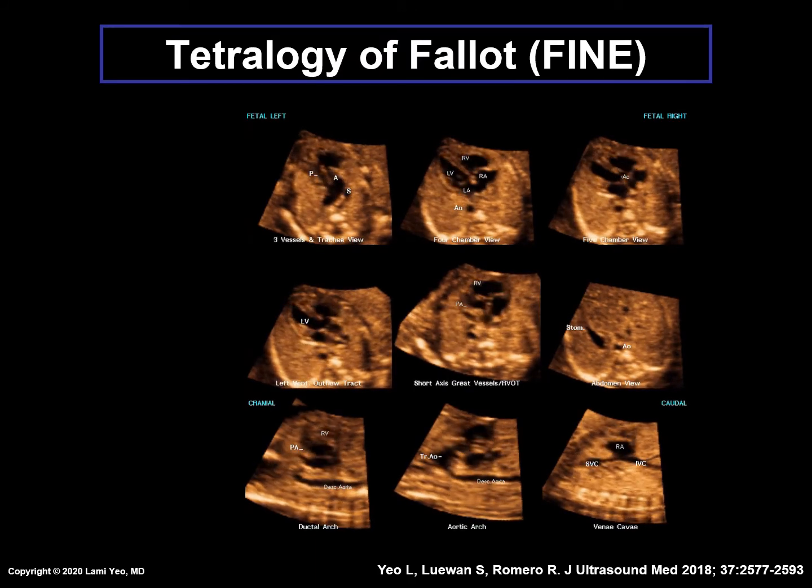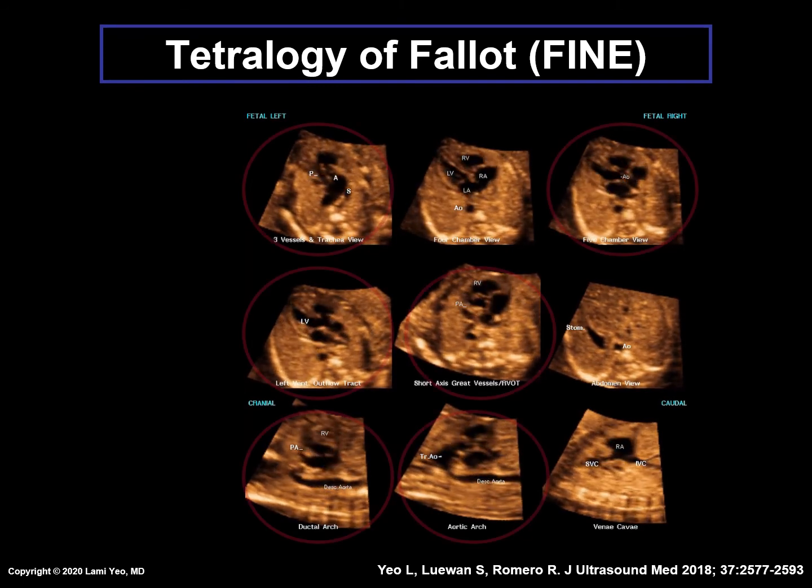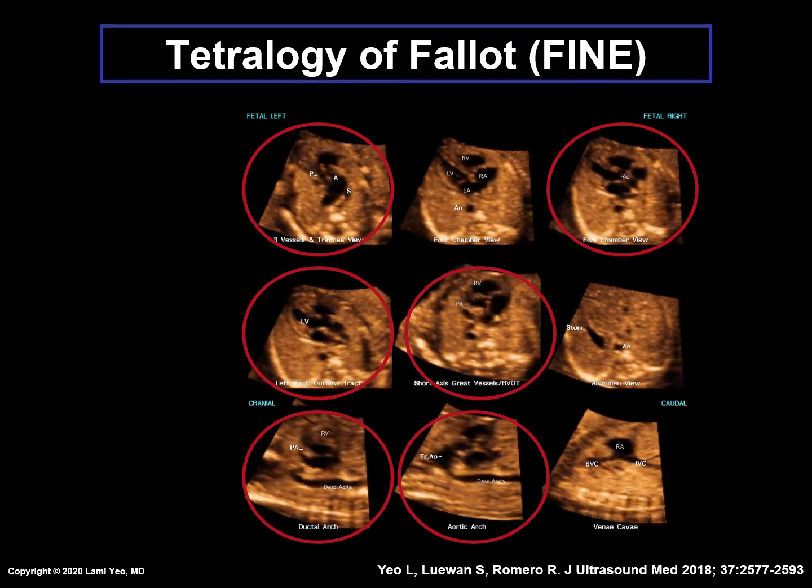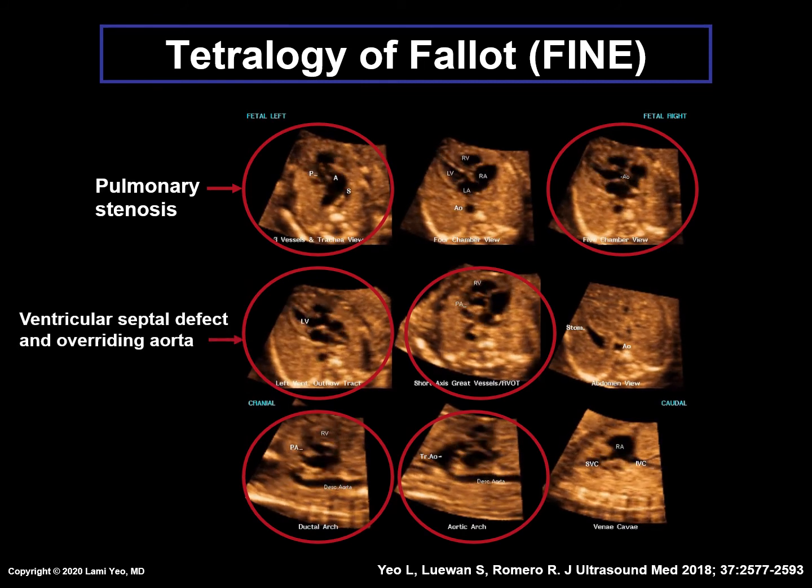For example, here is a case of tetralogy of Fallot that was analyzed by FINE. 9 fetal cardiac views have been successfully generated and displayed. However, when examining the cardiac views, 6 of them demonstrate the cardiac defects. For example, pulmonary stenosis is shown in the 3 vessels and trachea view, as well as the ventricular septal defect and overriding aorta in the left ventricular outflow tract view.